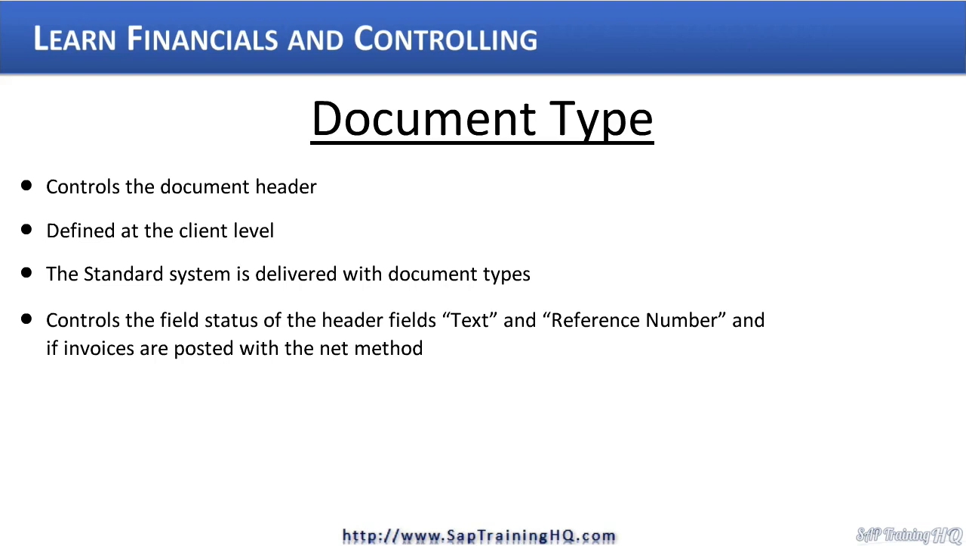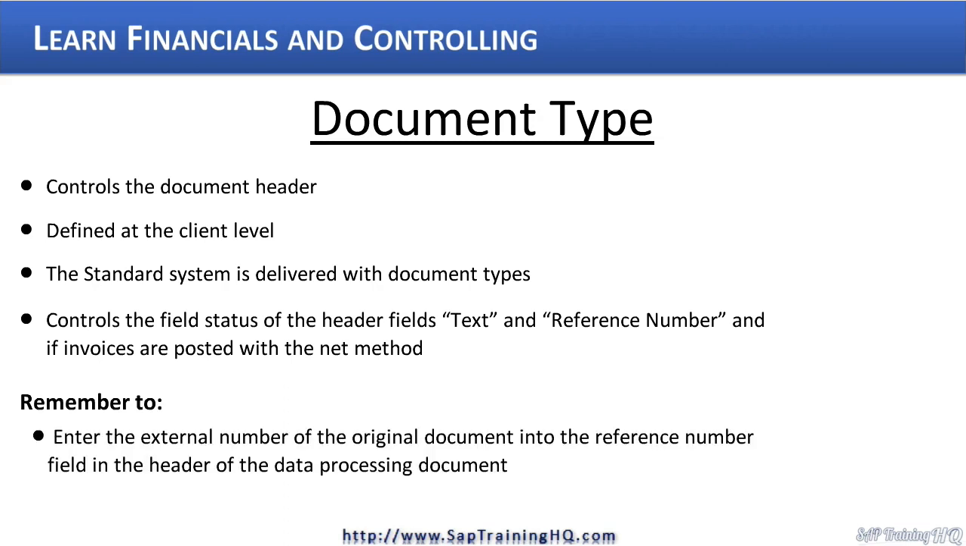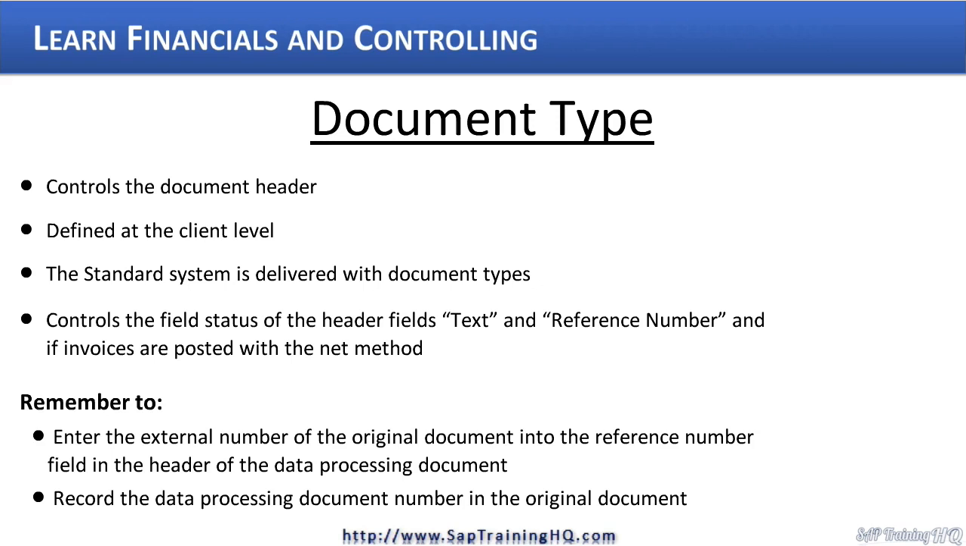In the standard SAP recommended procedures for filing original documents, the document type controls document filing. Remember to always store original documents under the number of the data processing document. If the original document has an external number, enter the external number of the original document into the reference number field in the header of the data processing document, and then record the data processing document number in the original document. Let's have a look at some of the standard document types.